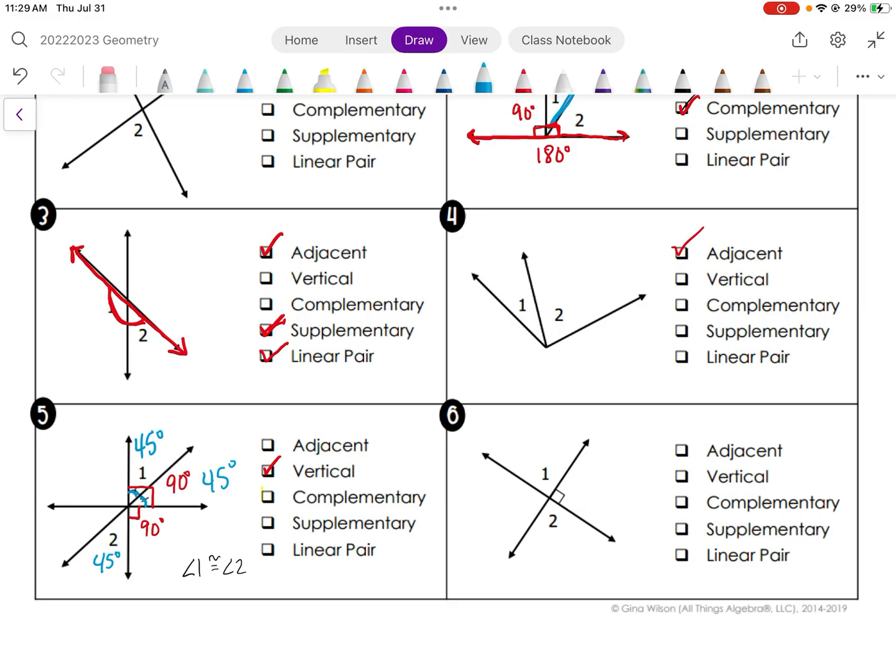And we just said that 1 and 2 are the same because they're vertical, so this is 45. So are 1 and 2 complementary? Do they add to 90? Yes, they do, because they're both 45 degrees. That's my favorite example. I like this one. There's a lot to unpack there.